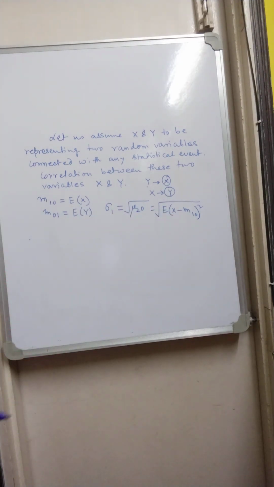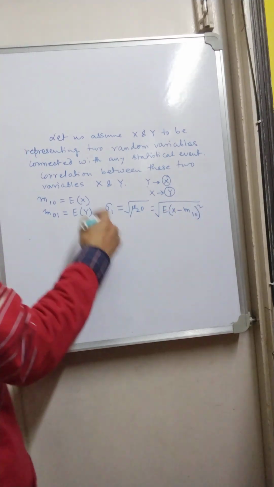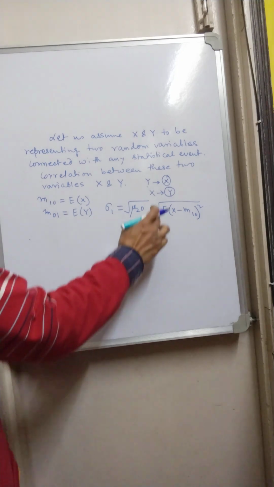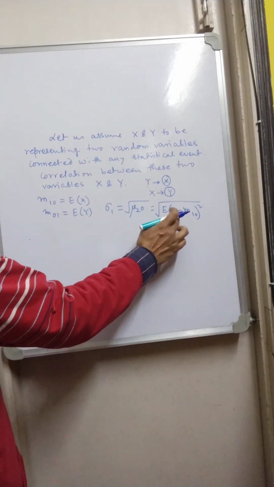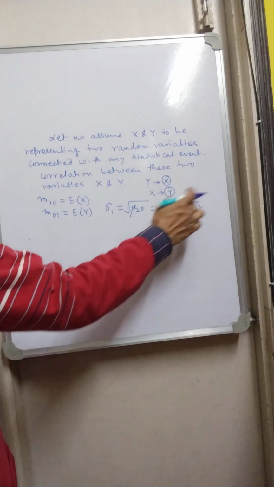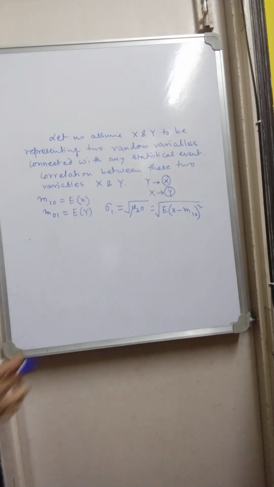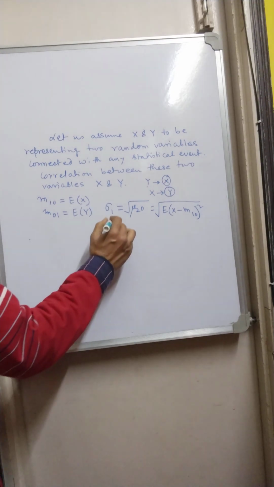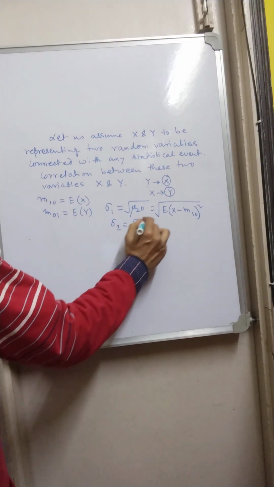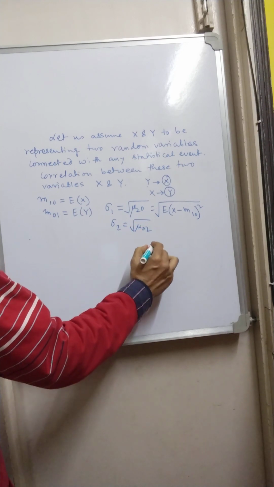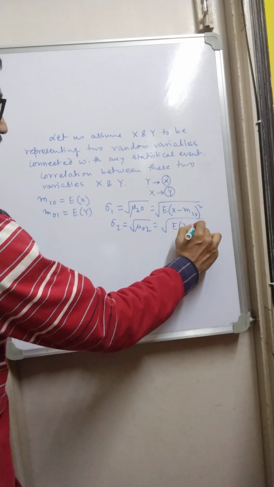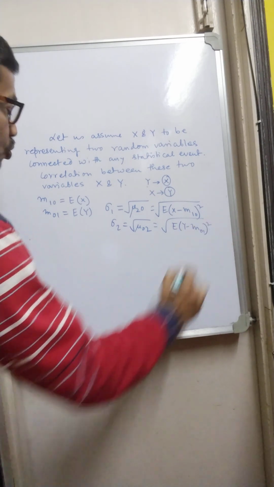These are formal notations where you should remember that this is standard deviation and square of it is variance, where we actually measure expectation of x minus expectation of x whole square. So obviously mu 02 will be sigma 2 square, which is the variance of y. Sigma 2 will be root over mu 02, that is, root over expectation of y minus m01 whole square.